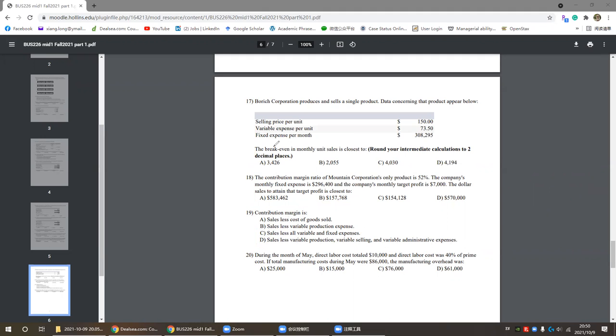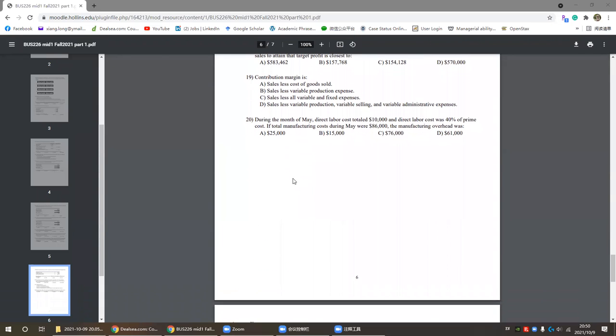Okay, and our last question. This one is a little bit complicated, so I'm going to spend some time to talk about this one. Some of you sent me many emails about how to do these questions. Question 20. It tells you that direct labor cost is equal to 40% of our prime cost. And if the manufacturing cost is equal to 86,000, the manufacturing overhead is equal to how much?